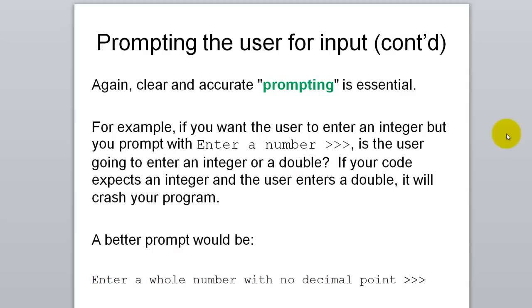Prompting is an important vocabulary word. Make sure whenever you're doing a prompt that you make it clear. Saying enter a number might not be a good idea, because what if your program is set up only to read integers and you say enter a number and they type in 6.3? Now your program is going to crash. So a better prompt might be enter a whole number, or even more specifically, enter a whole number with no decimal point. Then the user knows exactly what kind of information they're supposed to be typing in.